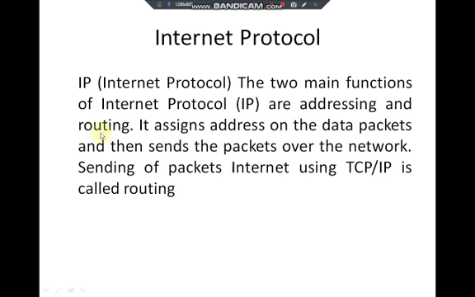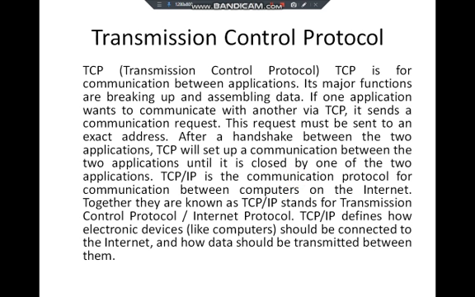The first we have is the internet protocol. In short, it is known as IP. The two main functions of the internet protocol are addressing and routing. Addressing means it assigns the address to the data packets. Data packets means when we send information, it is sent in parts, and these parts are known as packets. So it assigns the addresses on the packet and then sends the packet over the network. Sending of packets over the internet using TCP/IP is called routing.